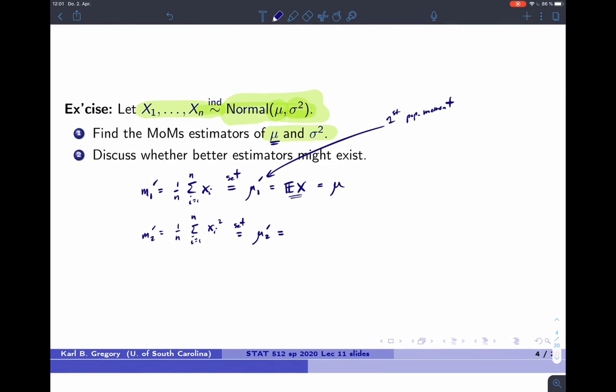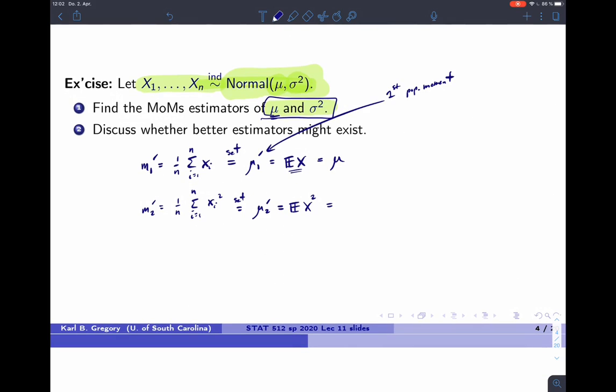Now, for the second one, we're going to set the second moment equal to the expected value of x squared. Okay, and now I want to write down the expected value of x squared in terms of the parameters mu and sigma squared. So in order to do that, I'm going to remind myself that I can get the variance of a random variable by taking the second moment minus the square of the first moment. Because here I'm trying to get a second moment.